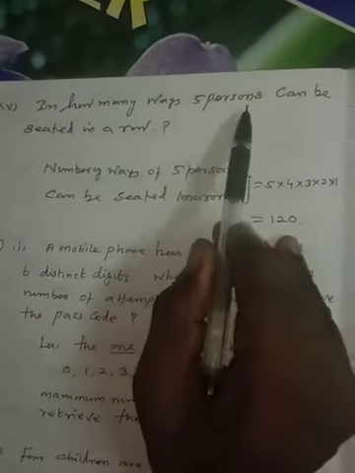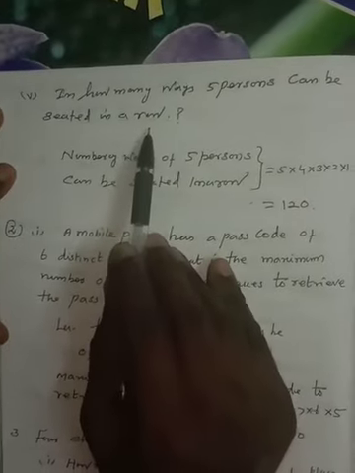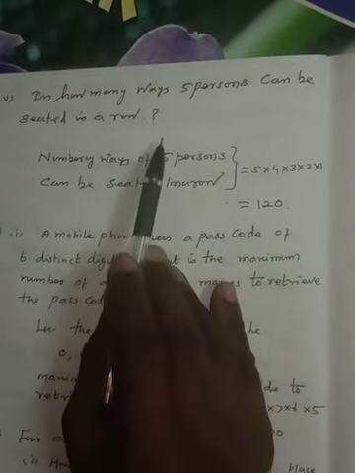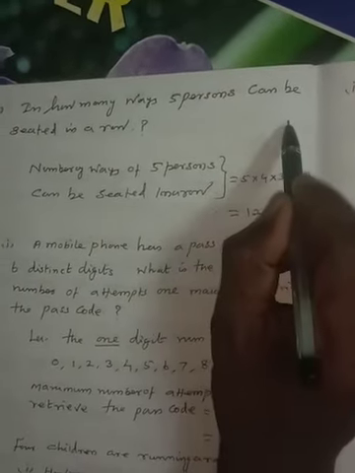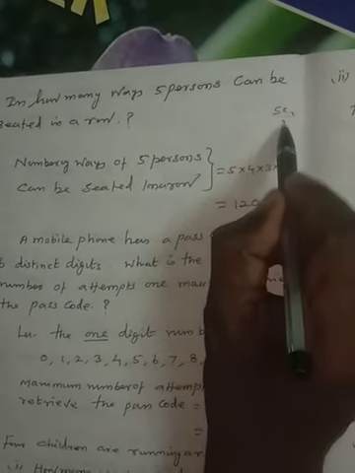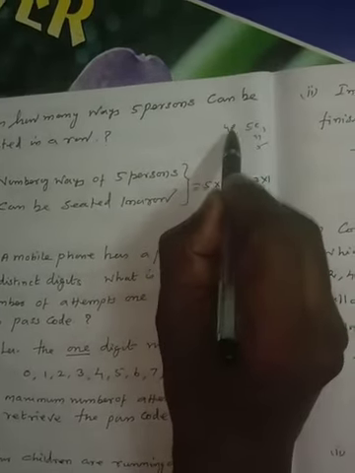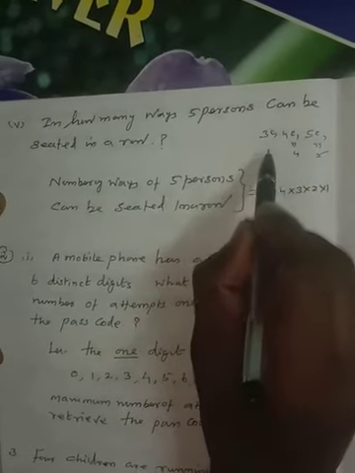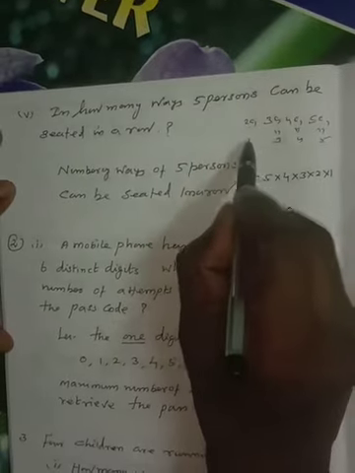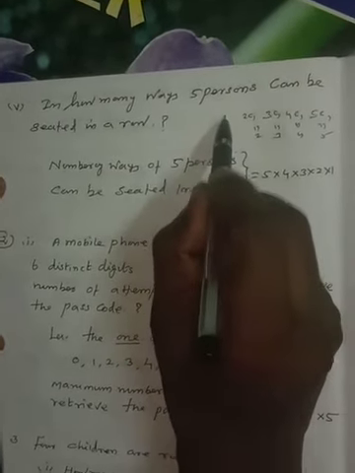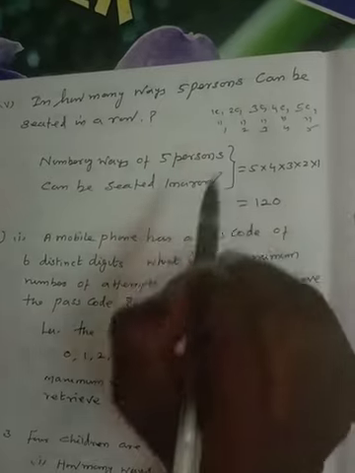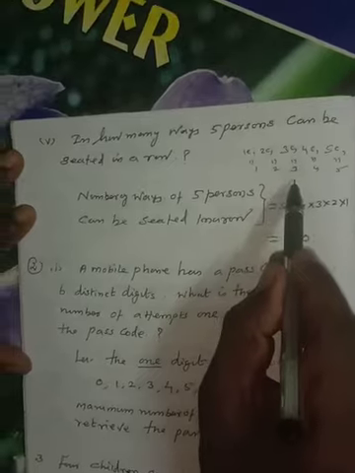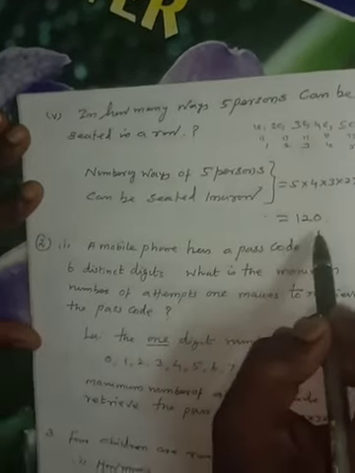How many ways can 5 persons be seated in a row? A single row, 5 persons can be arranged in how many ways? First, 5C1 is 5. Second, 4C1 is 4. Third, 3C1 is 3. Then 2C1 is 2, and 1C1 is 1. The product gives the answer: 5 into 4 into 3 into 2 into 1 is 120.